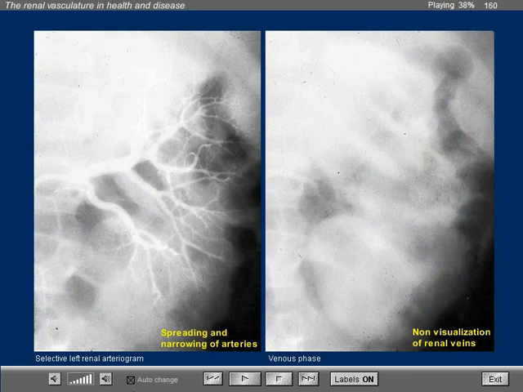In the parenchymal phase, we see uniform opacification of the renal parenchyma of this enlarged left kidney, and there was no visualization of the renal veins when the study was prolonged. So this is another example of a left renal vein thrombosis manifested by lack of visualization of the left renal vein.